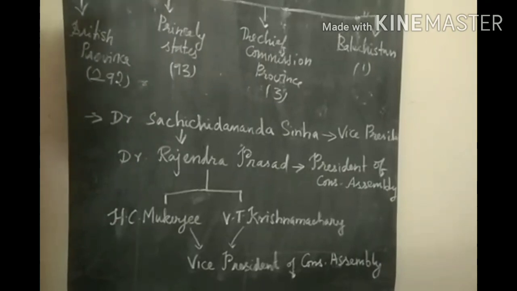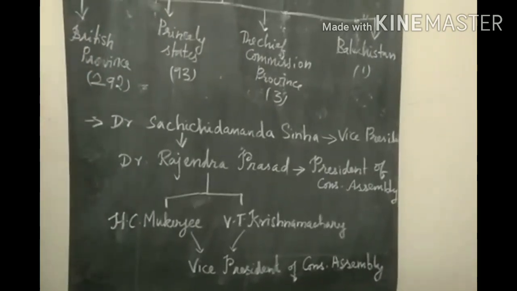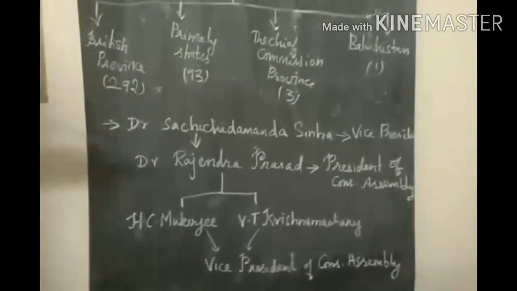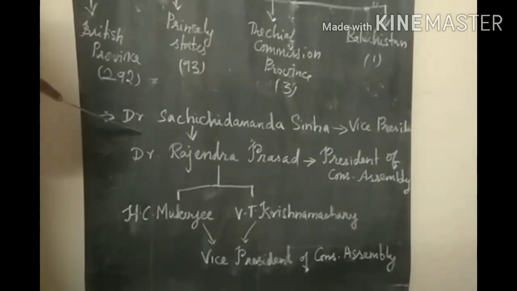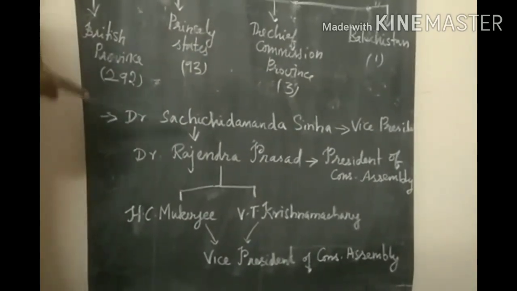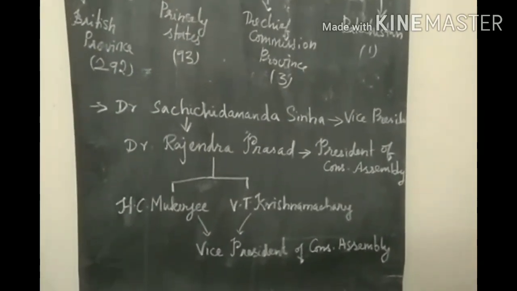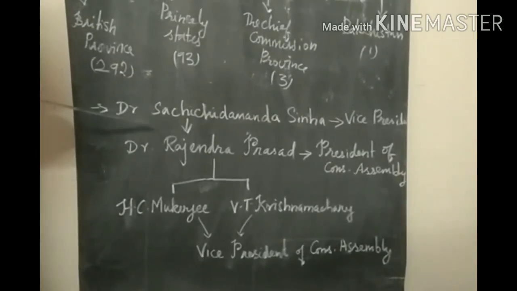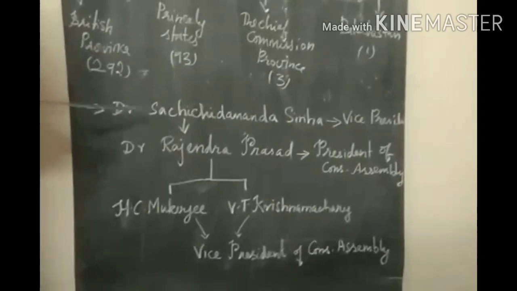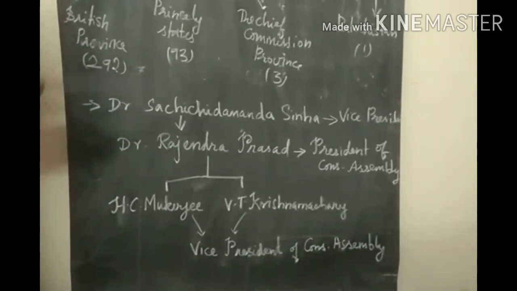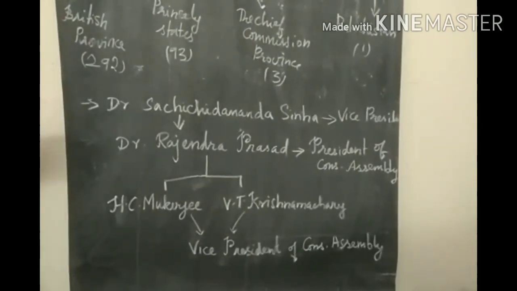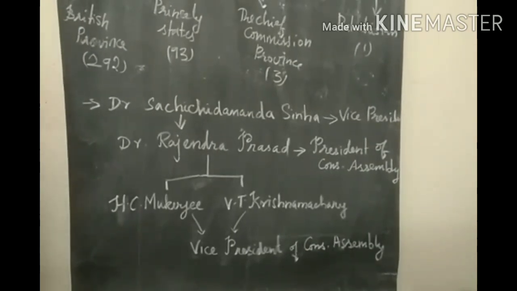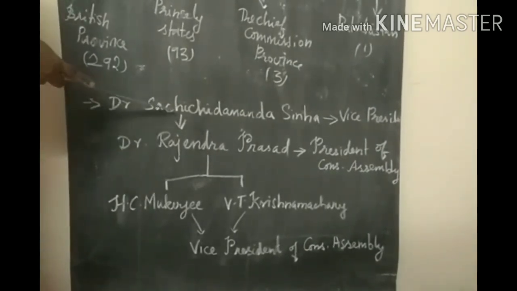After this Constituent Assembly was formed, Dr. Sachidananda Sinha was elected as its Vice President. Who was elected as the Vice President of this Constituent Assembly first? Dr. Sachidananda Sinha, who was one of the older members of the Indian National Congress.